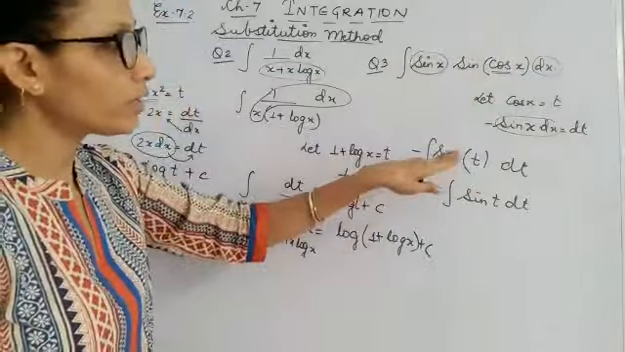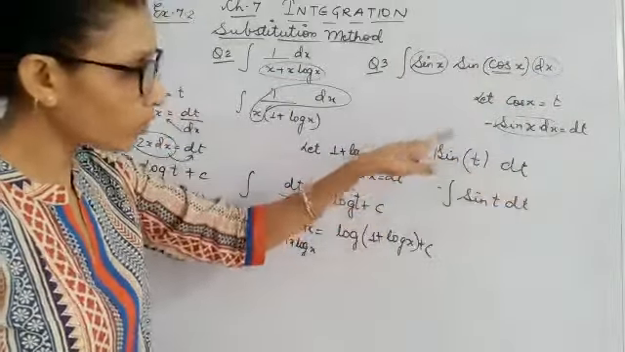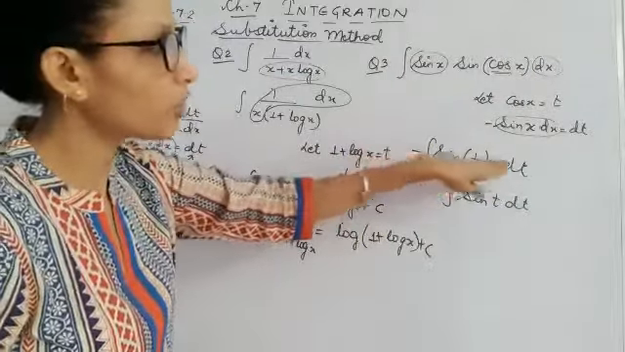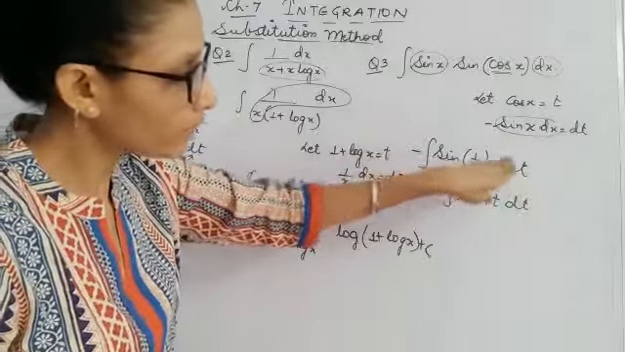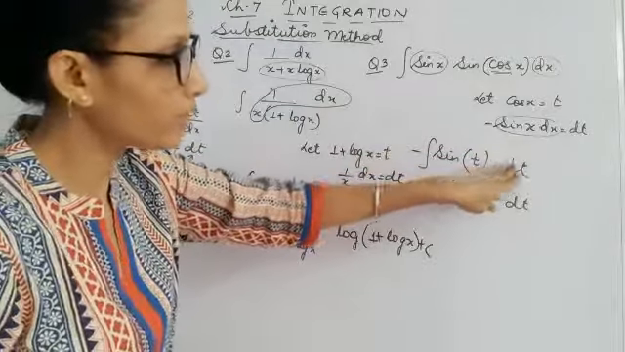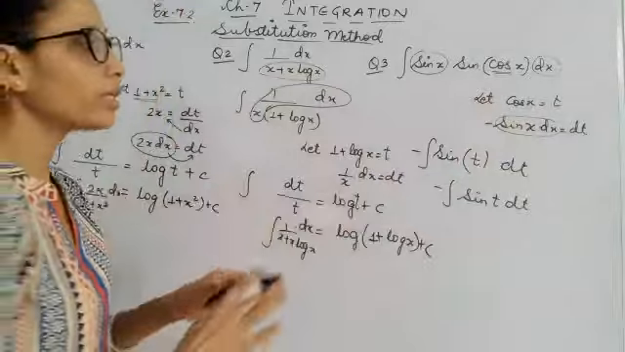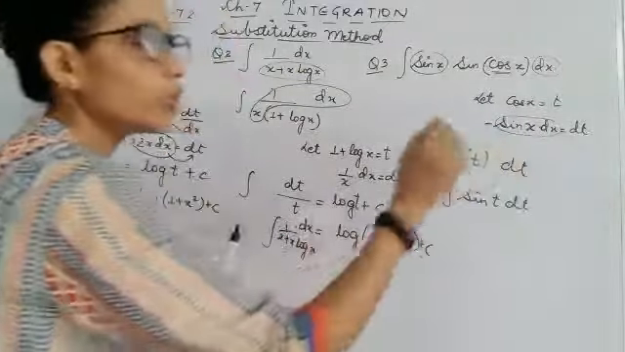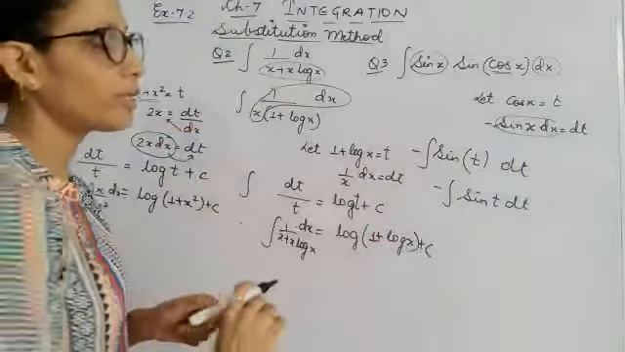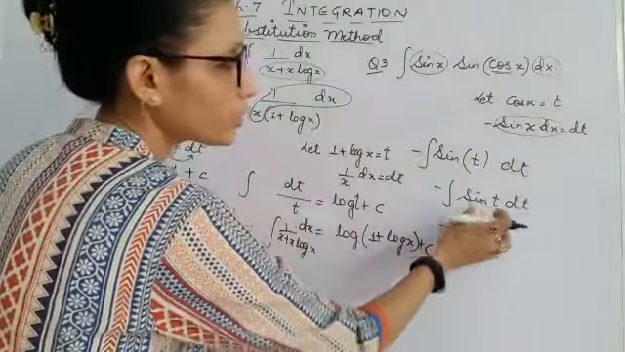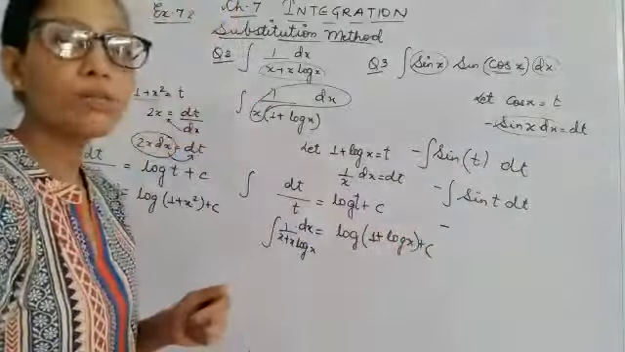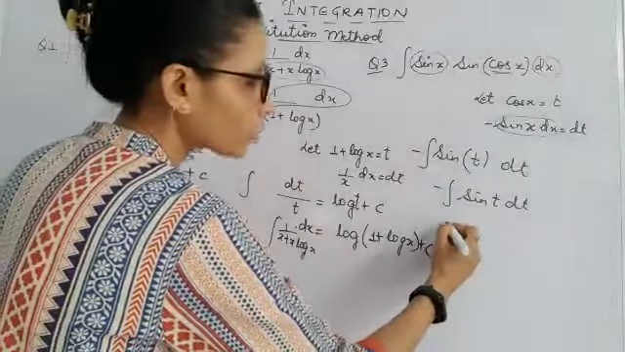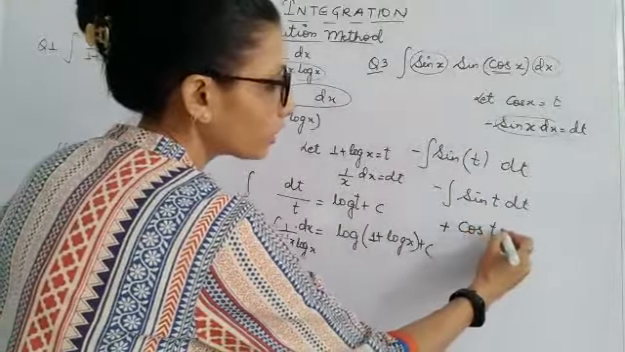Here, this term, these terms, have been changed into t. That's why I am integrating with respect to t. So whatever is the variable here, you have to change into that variable only. Now integration of sin t is minus cos t. So minus cos t will make it cos t plus c.